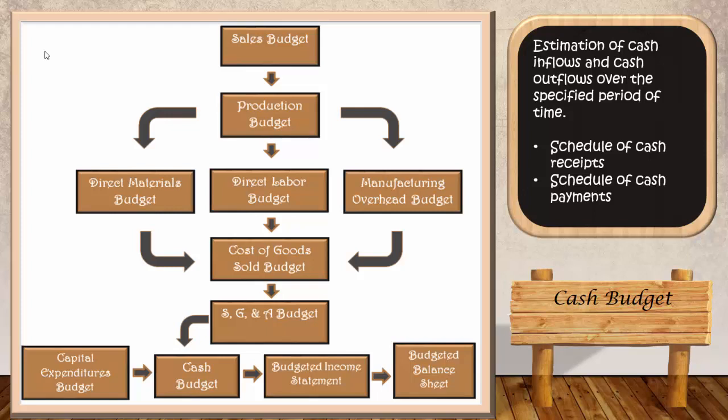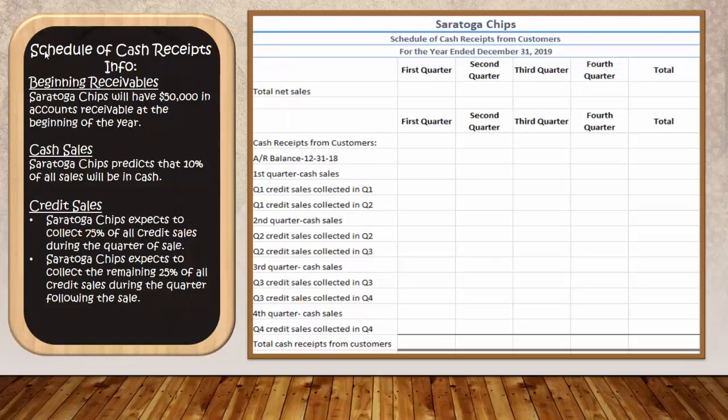In order to prepare a cash budget, we are going to have to make two documents beforehand. The first being the schedule of cash receipts, which records the collections of cash that we're going to have during the period, and the second being the schedule of cash payments. Let's start with the schedule of cash receipts. This is going to be Saratoga Chips' schedule of cash receipts.